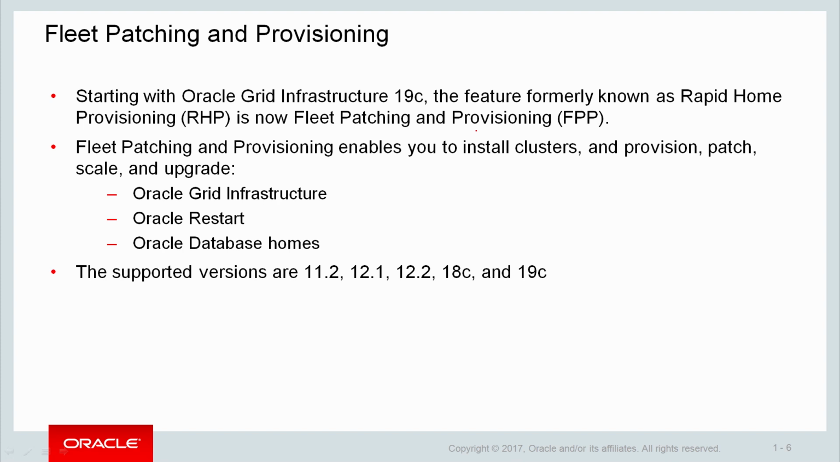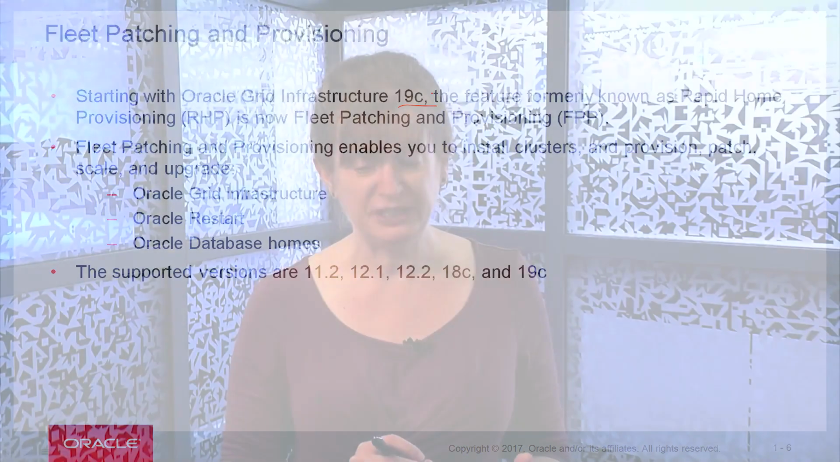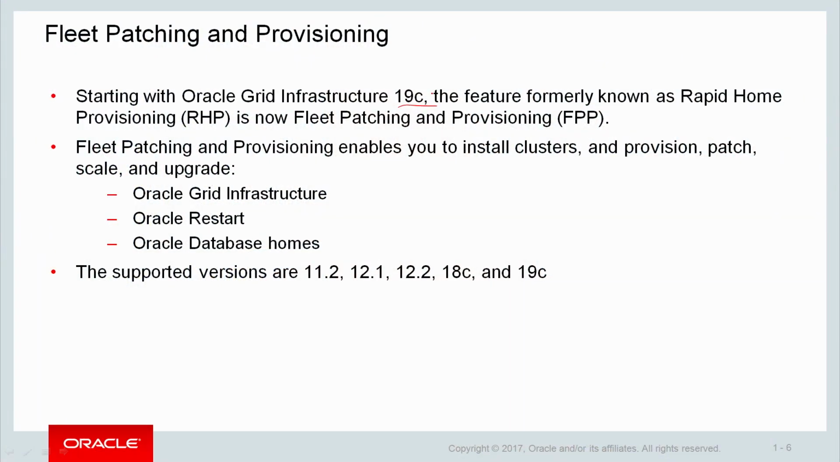So, starting with Oracle Grid Infrastructure 19C, the feature formerly known as Rapid Home Provisioning is now Fleet Patching and Provisioning, FPP. The command is still RHPCTL though. Fleet Patching and Provisioning enables you to install clusters and provision, patch, scale, and upgrade Oracle Grid Infrastructure, Oracle Restart, and Oracle database homes, both in a standalone environment and in a cluster environment. It supports Oracle homes going back to 11.2 and up to the most current release, 19C.